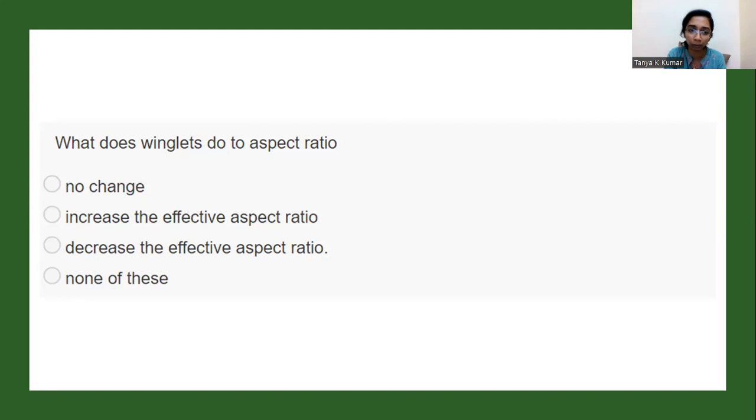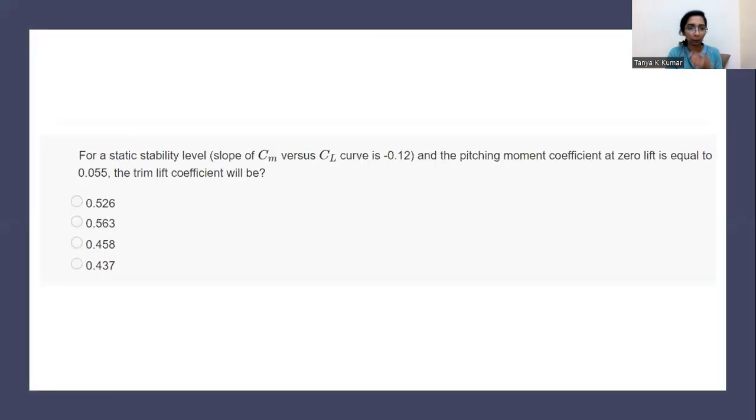So the answer to this question would be, it increases the effective aspect ratio. Winglets increase the effective aspect ratio. Now, continuing the discussion on stability.